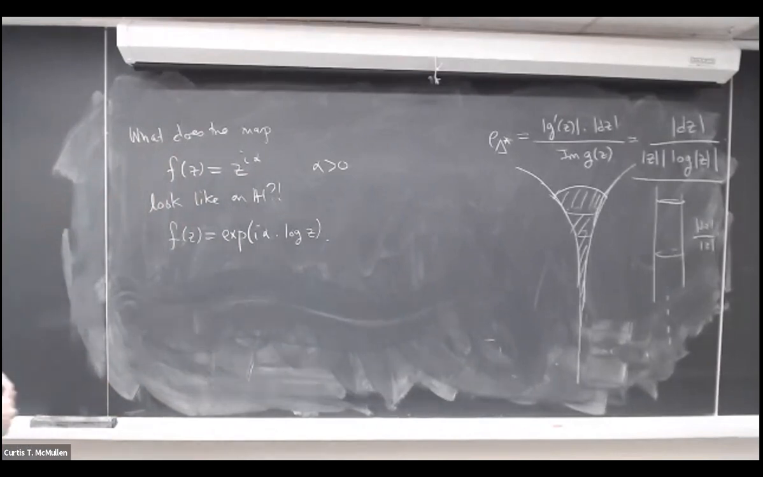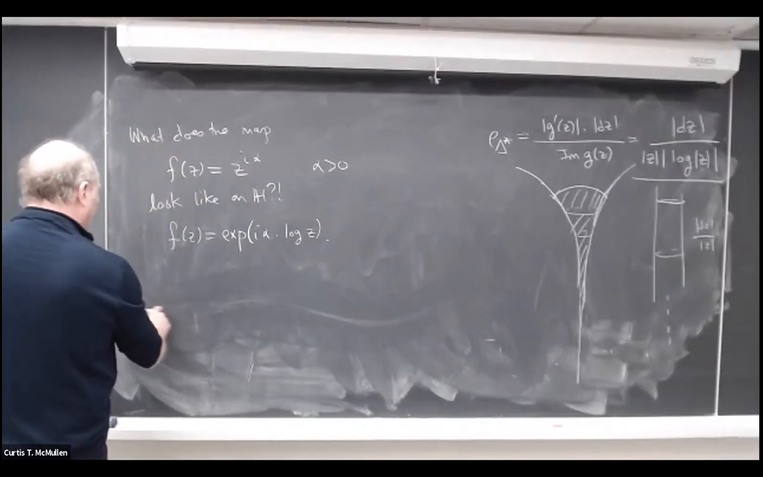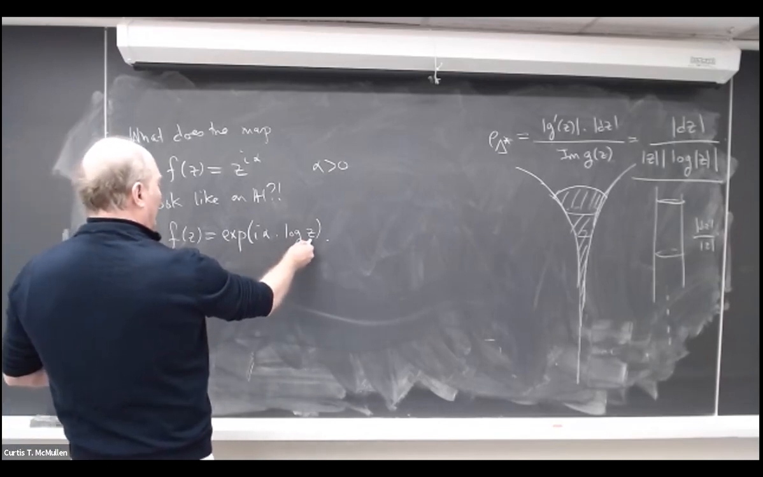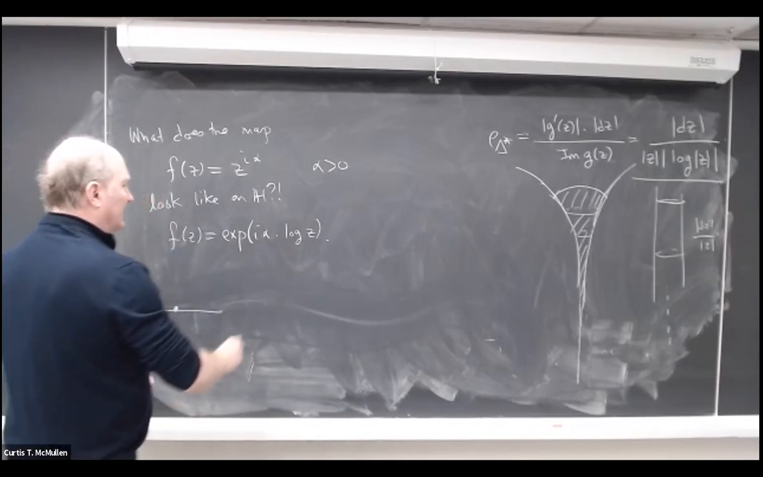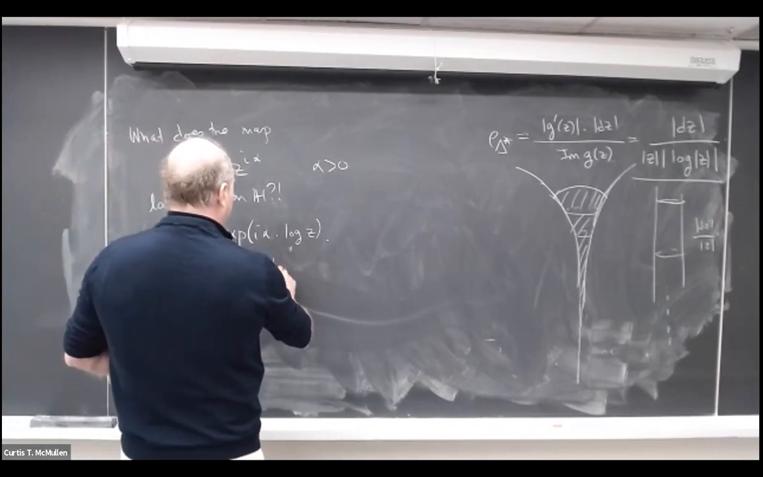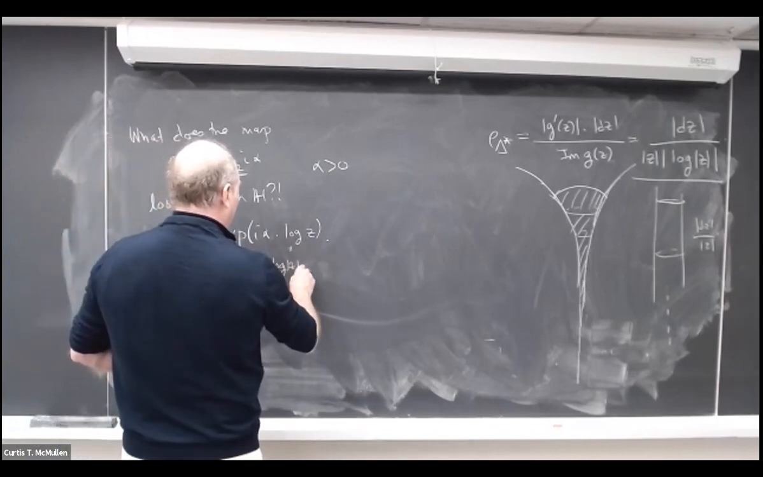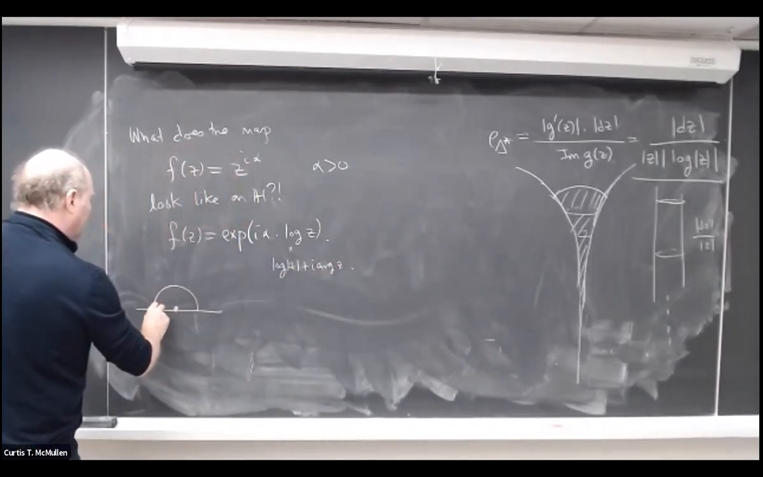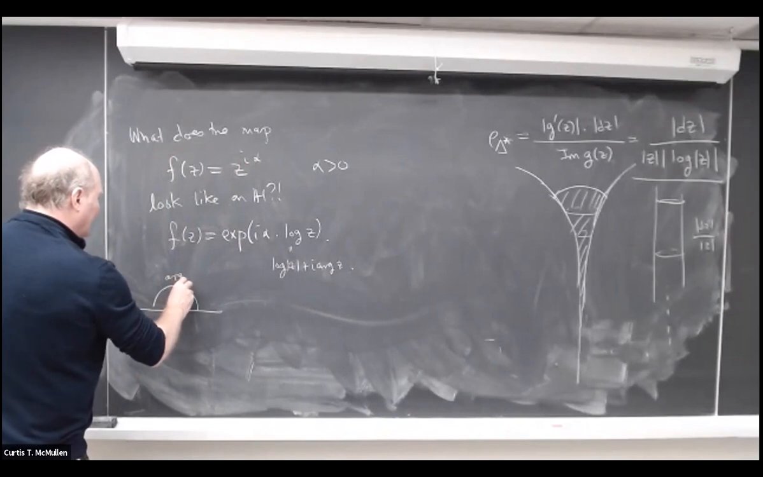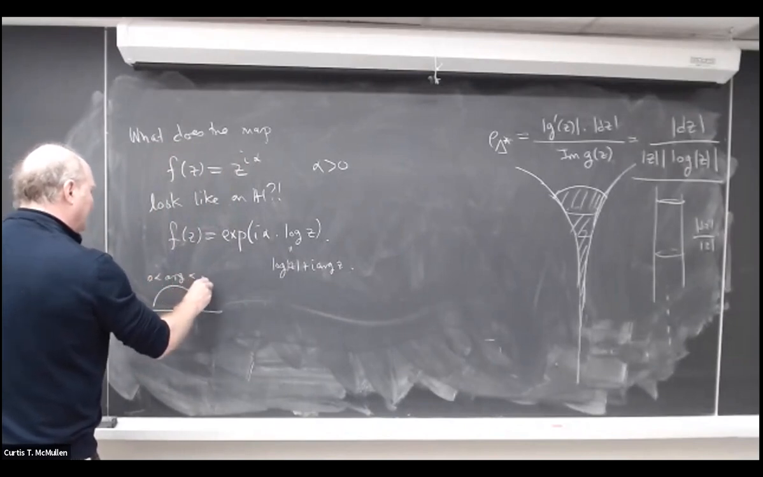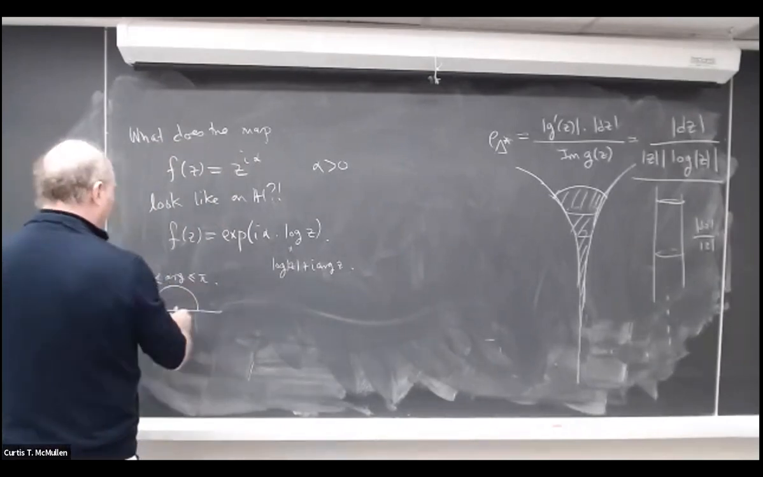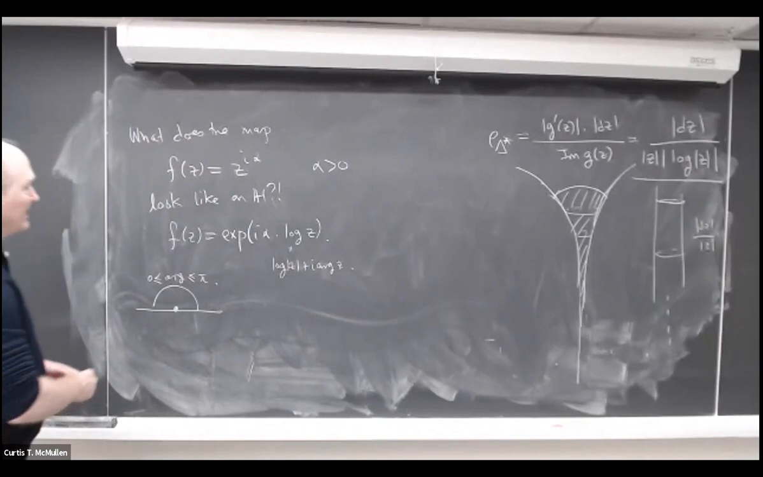But you see, there is a well-defined branch of the logarithm in the upper half plane, because the only thing that's ambiguous in the logarithm is the argument of z. The log of z is just the log of the absolute value of z plus i times the argument of z. And when we're in the upper half plane, we just choose the argument so that it's between 0 and pi.